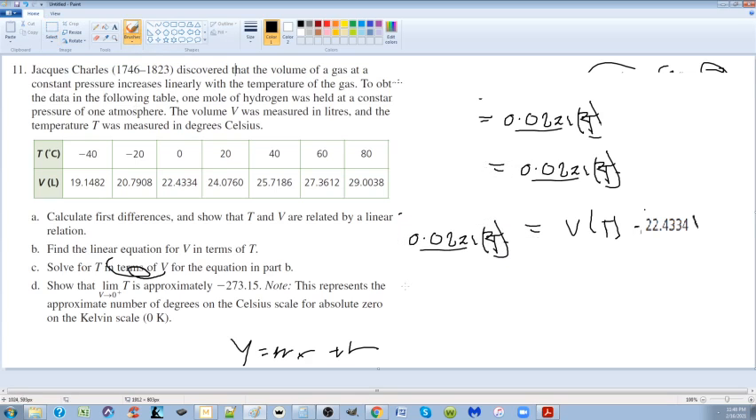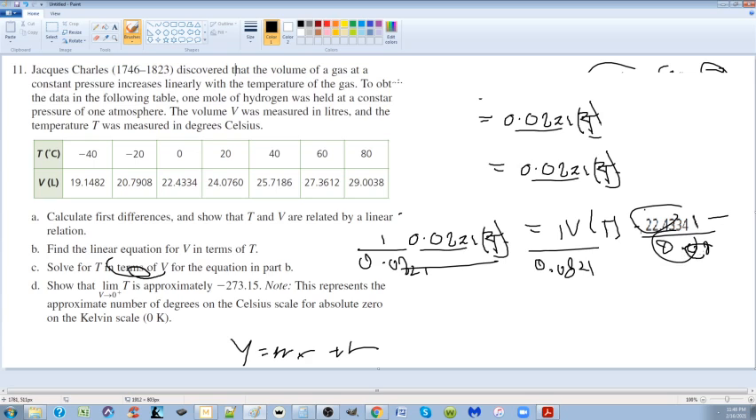And then I'm going to divide both sides by 0.0821. Actually, I'm going to multiply by the reciprocal. So I can see that volume is going to have this rate of change. And I'd have to figure out what this number is. So you take this number, divide by that, and you're going to have a new b. It's going to be like 2243 or something. Show that as volume approaches the limit, t is approximately absolute 0.